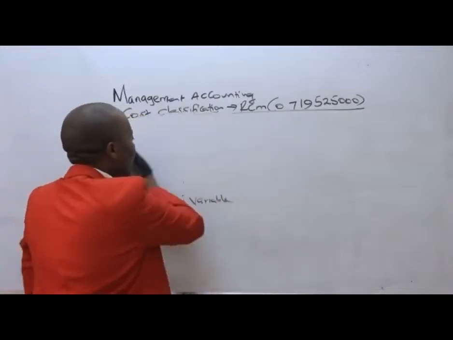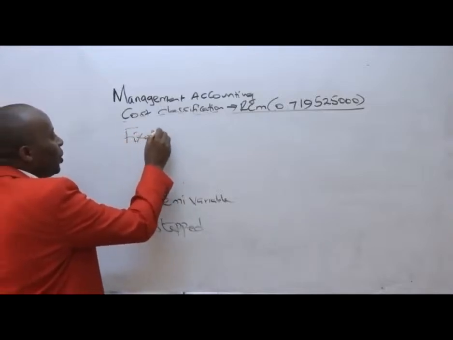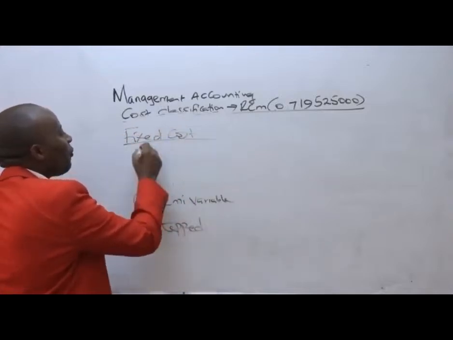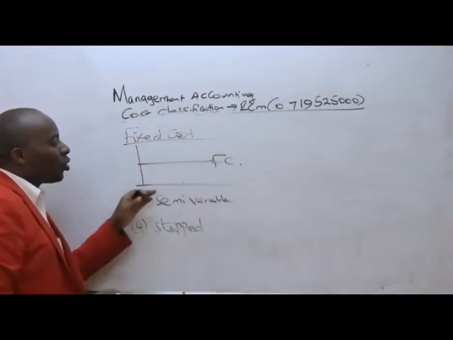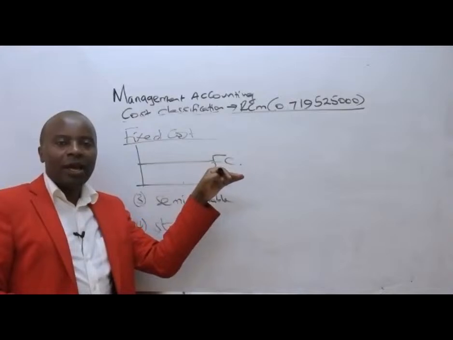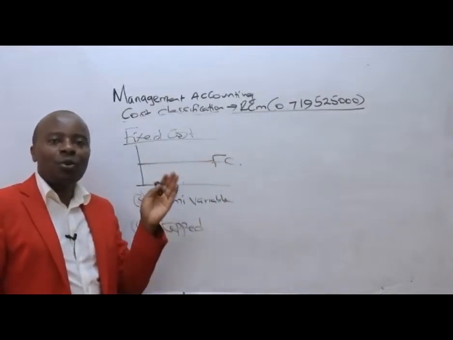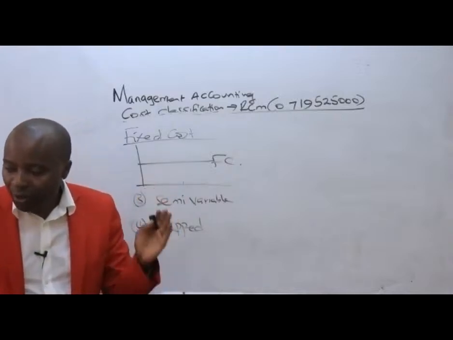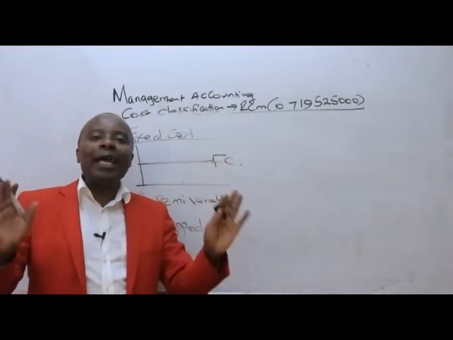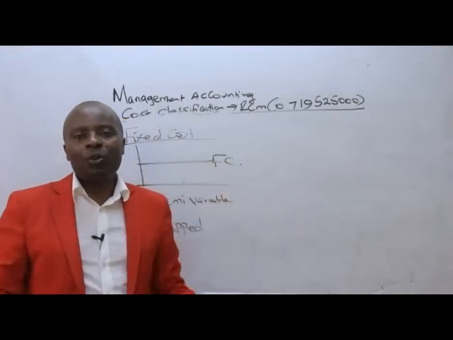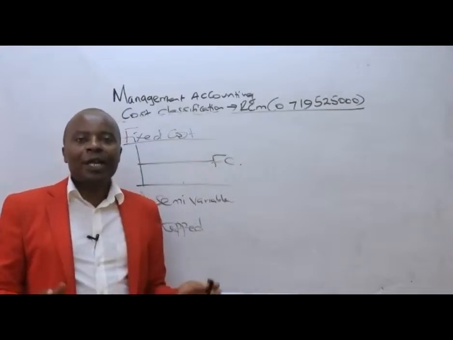From there, ladies and gentlemen, we have the fixed cost. Fixed cost, as the name suggests, behaves in a funny way. For fixed cost, we'll always have our cost being constant, regardless of the output. It doesn't matter how many units you produce. Fixed cost will always remain the same. For example, rent. It doesn't matter how many students we put in this room, rent will always be fixed.